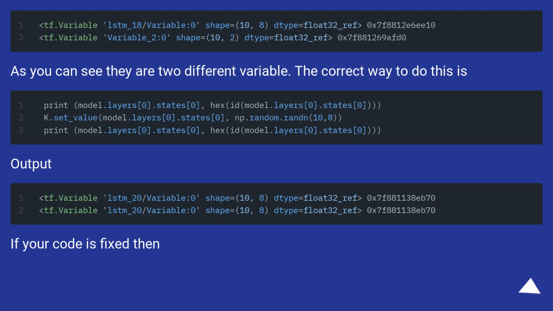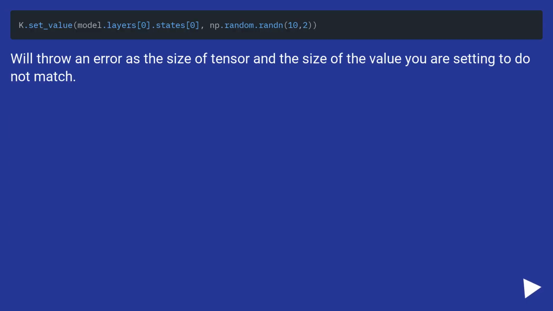The correct way to do this is: output. If your code is fixed, then it will throw an error as the size of the tensor and the size of the value you are setting do not match.